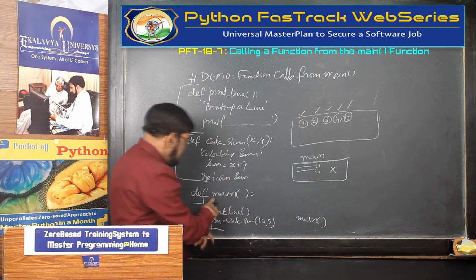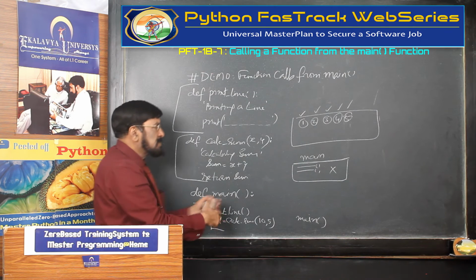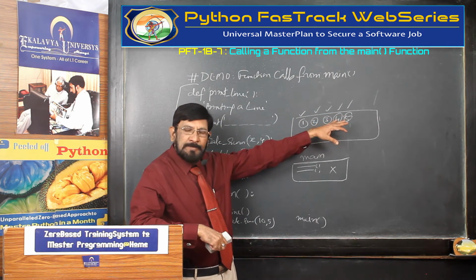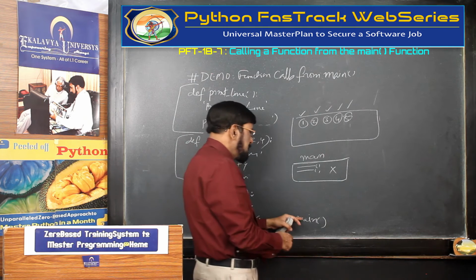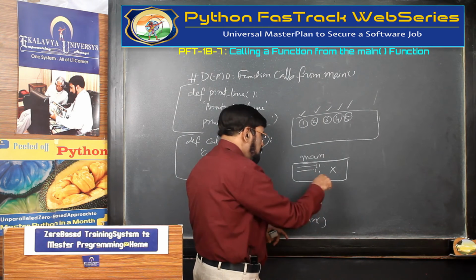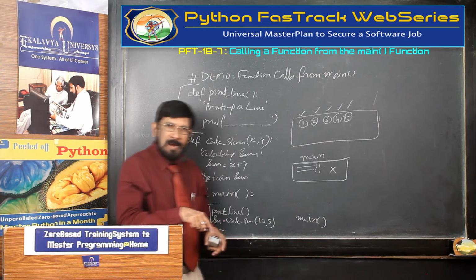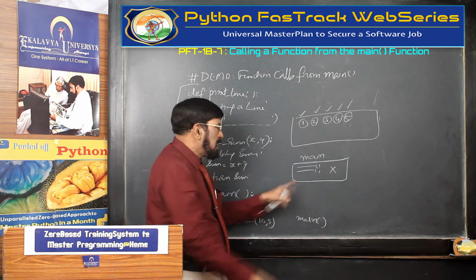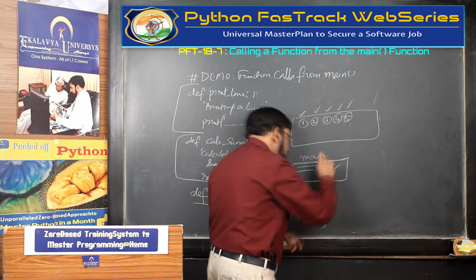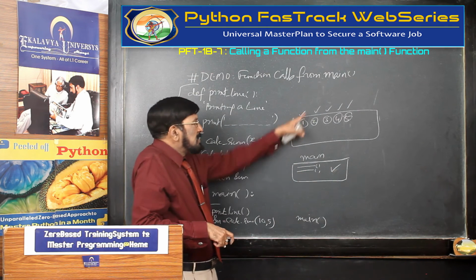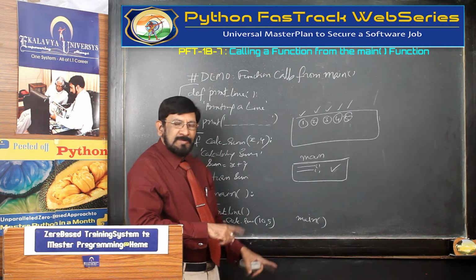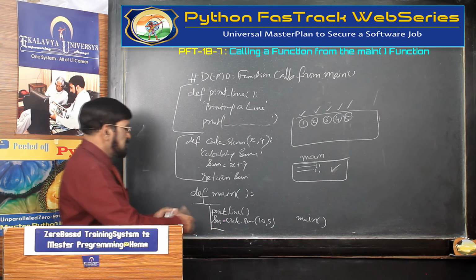Now we see that in main you made the function calls. Because of that, they should be operated. But the only thing is the main switch is off. So whenever main is called, the main switch is turned on. In turn, all these are working.